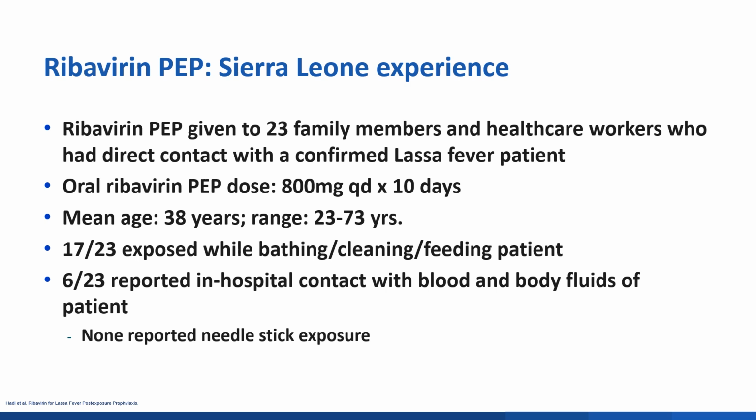One study in Sierra Leone retrospectively interviewed 23 family members and healthcare workers who had direct contact with a confirmed LF patient who were prescribed ribavirin PEP. The oral PEP ribavirin dose prescribed was 800 milligrams a day for 10 days. The mean age of individuals who received PEP was 38 years, with a range of 23 to 73 years of age. 17 of the 23 reported exposure to infected body fluids while bathing, cleaning, or feeding a confirmed LF patient.